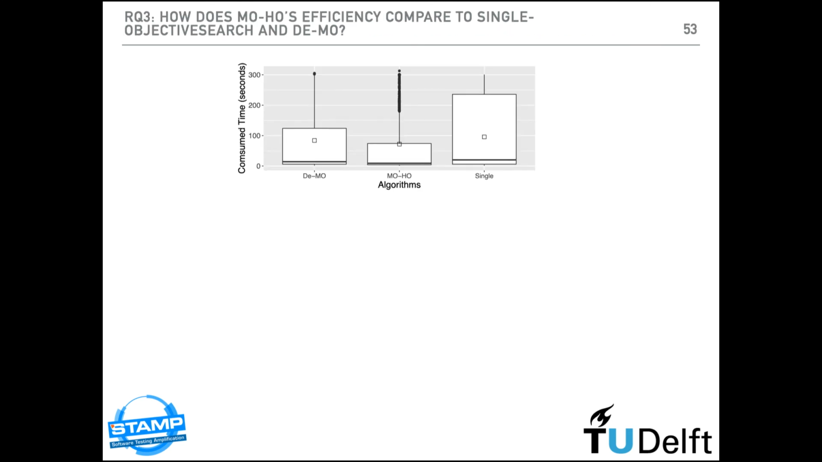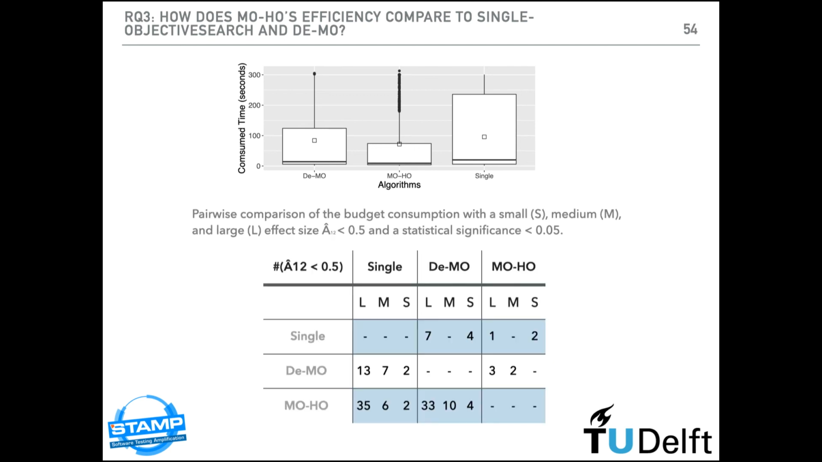Finally, let's look at the results for research question 3, which compared the time consumed by MOHO for crash reproduction against the state of the art. Again, we see that the average time consumed by MOHO is lower than other algorithms. Also, the higher quartile for MOHO is lower as well. We performed a statistical pairwise comparison of the budget consumption by each of these algorithms. To assess the effect size of differences between algorithms, we use the Vargha-Delaney statistic. We also use the non-parametric Wilcoxon rank sum test with alpha equal to 0.05 for the type 1 error.